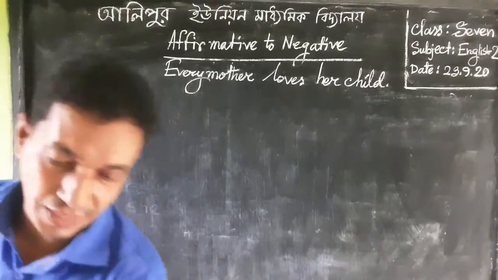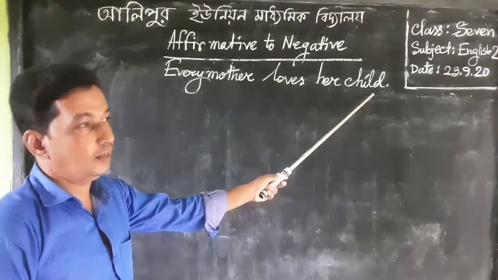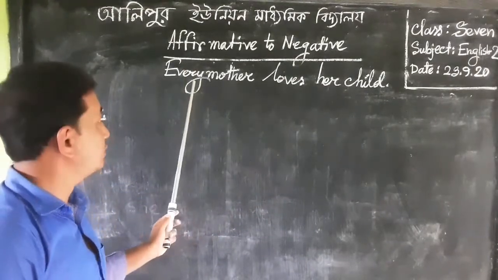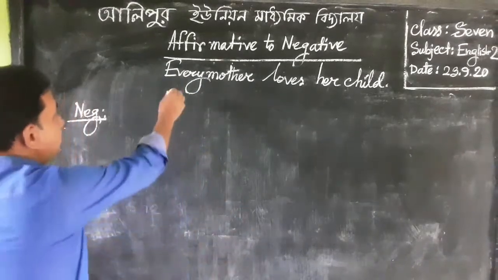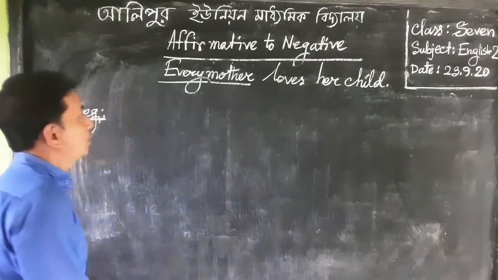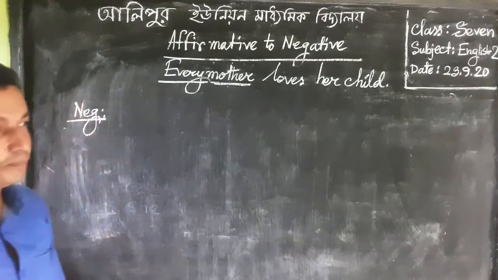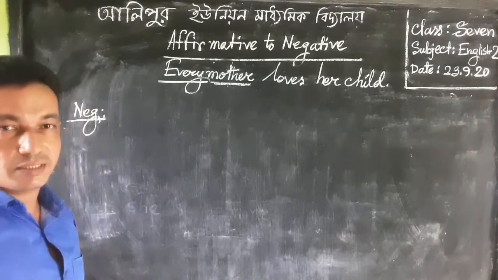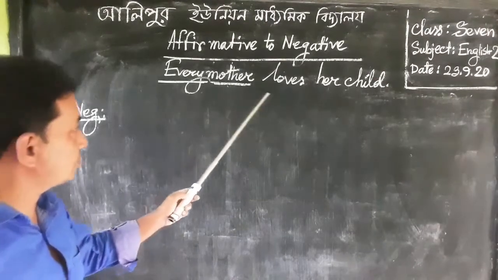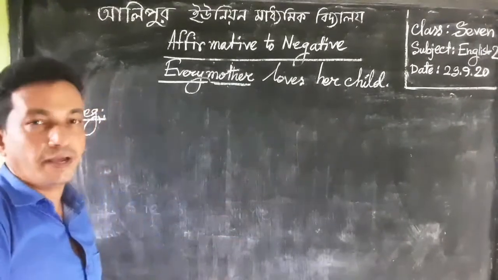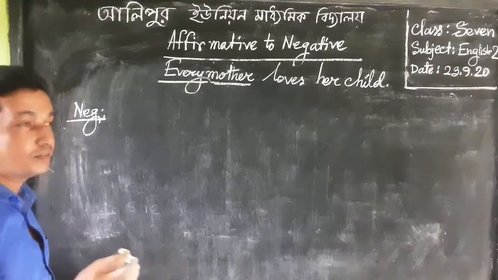Every mother loves her child. Dear learners, look at the blackboard. Every mother loves her child. This is an example of affirmative sentence, and in this sentence you have noticed that we write every before mother, and if there is every mother, every man, every person, in this way the affirmative sentence is formed. And if the affirmative sentence is formed in this way, we should write there is no instead of every.